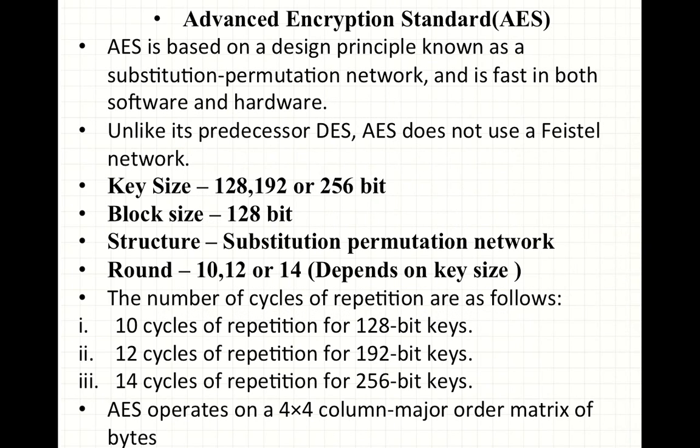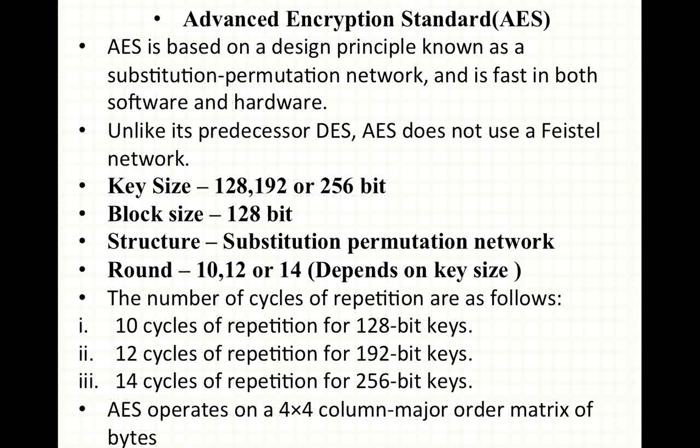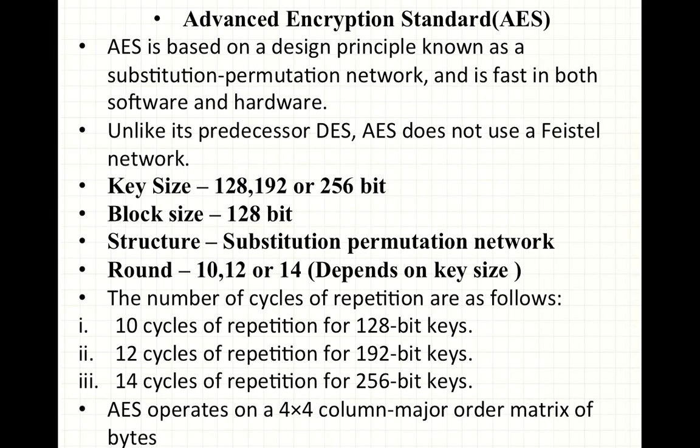AES algorithm description. It is based on the design principle known as substitution permutation network, and is fast in both software and hardware. Unlike its predecessor DES, AES does not use a Feistel network. Key size: 128, 192 or 256 bits. Block size: 128 bits. Structure: substitution permutation network. Rounds: 10, 12 or 14.